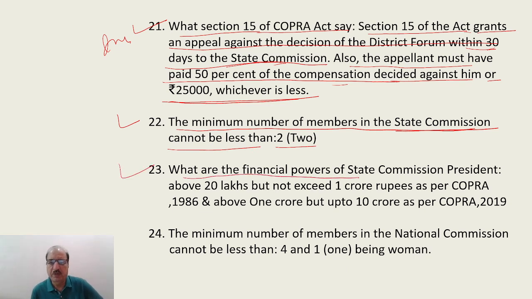Question number 23. What are the financial powers of state commission president? We have discussed the district forum before. Now, what are the financial powers of state commission president? Above 20 lakh, but not exceeding 1 crore as per COPRA 1986. So the state commission president's financial power is above 20 lakh but not exceeding 1 crore as per COPRA 1986.